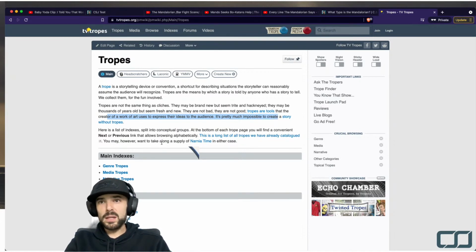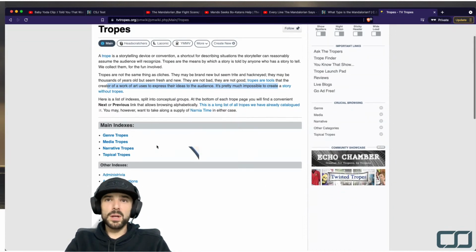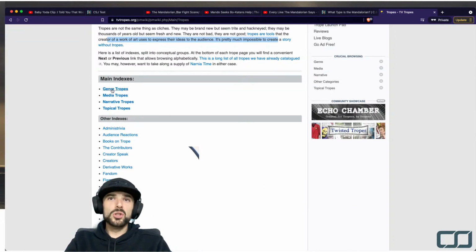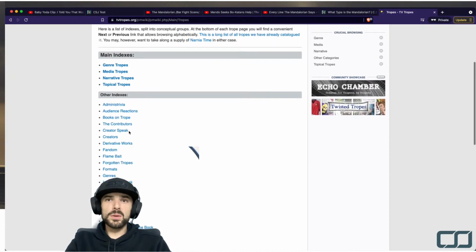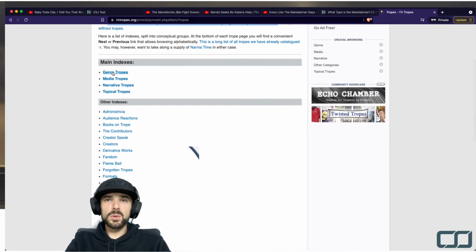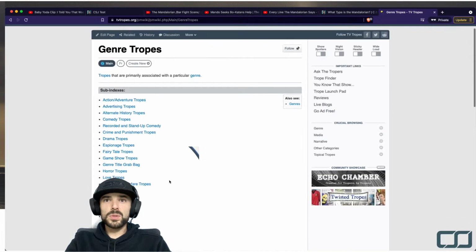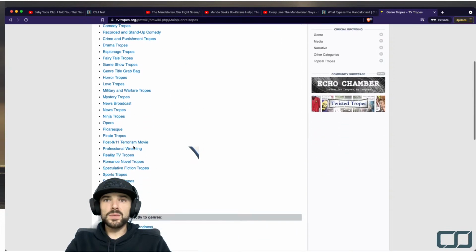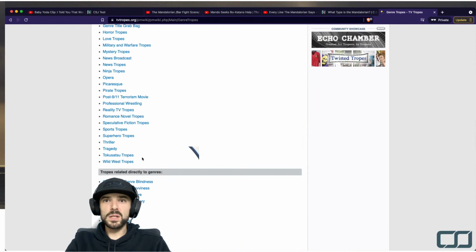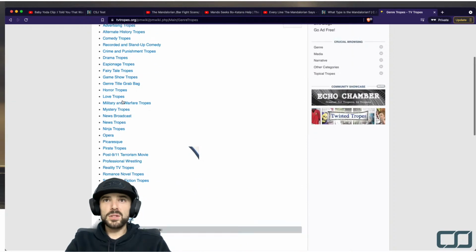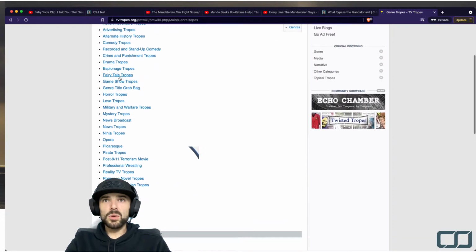And then they provide a whole bunch of different kinds of tropes: genre tropes, media tropes, narrative tropes, topical tropes, as well as other different kinds. So for genre tropes, let's do maybe science fiction. Hopefully it's actually here. Maybe there's some fantasy tropes, fairy tale tropes, maybe that counts.